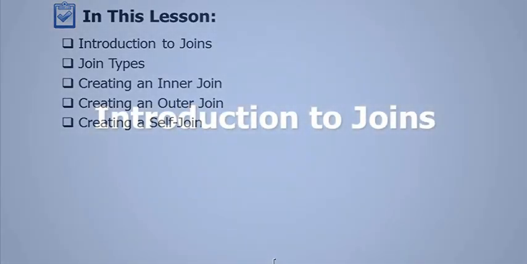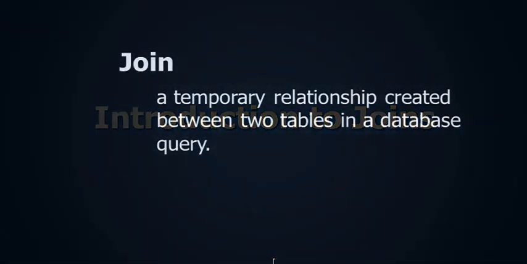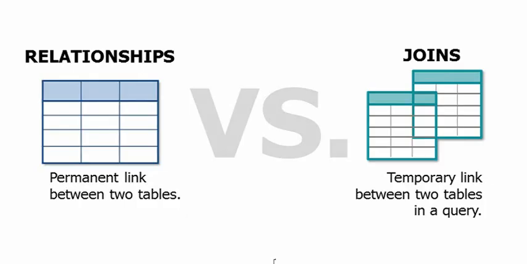Introduction to joins. A join is a temporary relationship created between two tables in a database query. Unlike a relationship, which is a permanent link between two tables affecting how data is entered and edited, joins are temporary, existing in and affecting only the query itself. When you create a query and show more than one table, Access will draw a line connecting those two tables, since there is a relationship. So by creating a join in a query, Access just saves you time.